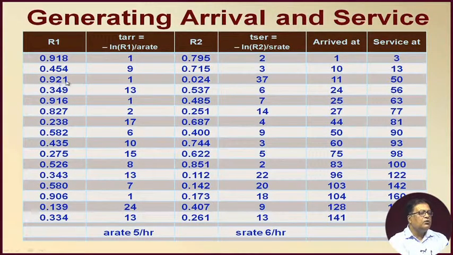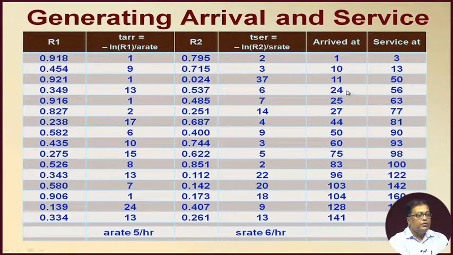Let us do one more. The fourth person takes another 13 minutes to arrive. That means the fourth person has arrived at the 24th minute, and it takes 6 minutes of service. So the person arriving at the 24th minute obviously could have gone by the 30th minute, but really speaking the person is not able to go out, because the service is busy till the 50th minute. Just imagine, till the 50th minute the service is busy.